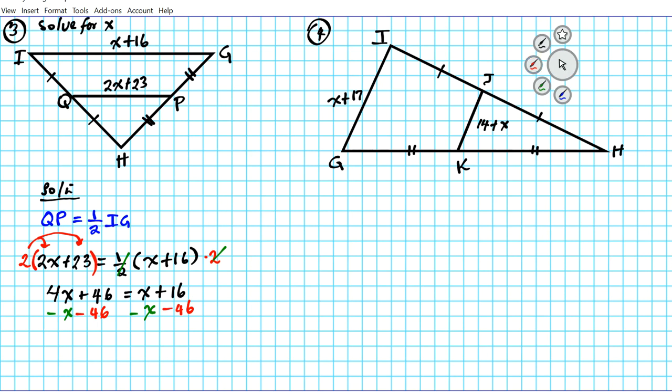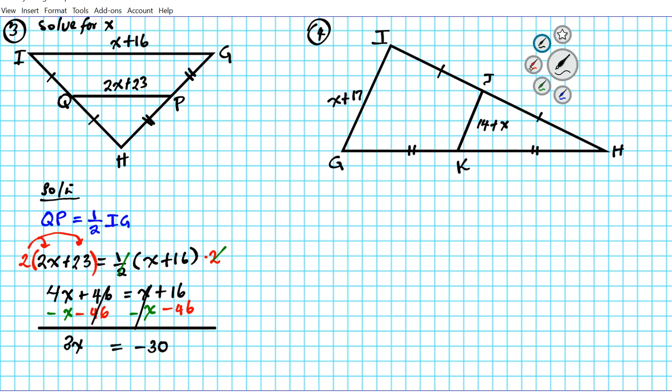What we're doing right now is just doing two steps simultaneously. So let's go ahead and see how that looks. On the left side, 4x minus x is just going to be 3x, and then my plus 46 minus 46 add up to 0, equals x minus x, cancel out, and then plus 16 minus 46 will give us negative 30.